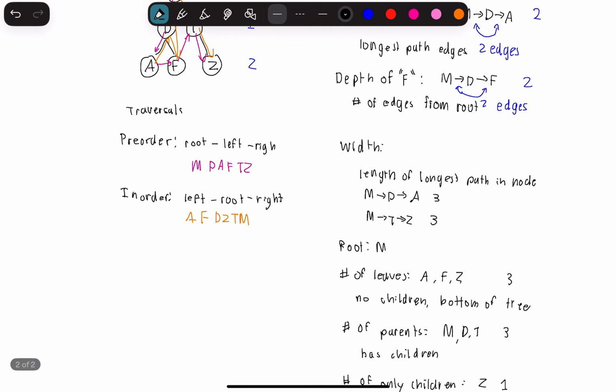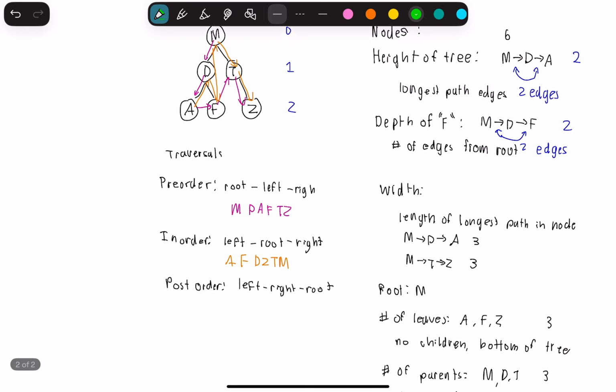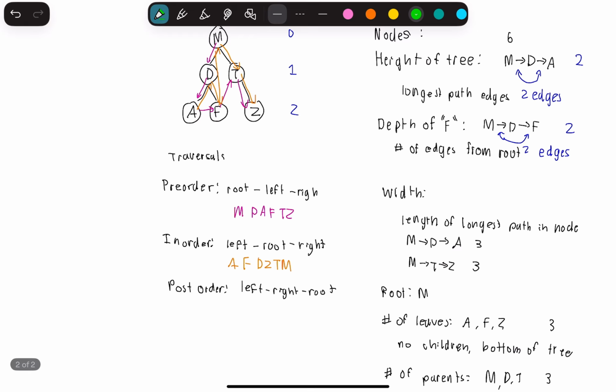Now, finally, we have our post order, or second last. So post order is when you do left, right, root. Now, let's demonstrate this. So for post order, we're going to start off with visiting the left subtree, then we visit the right subtree, and then we process the root. So let's start off with left. So that's going to be A again.